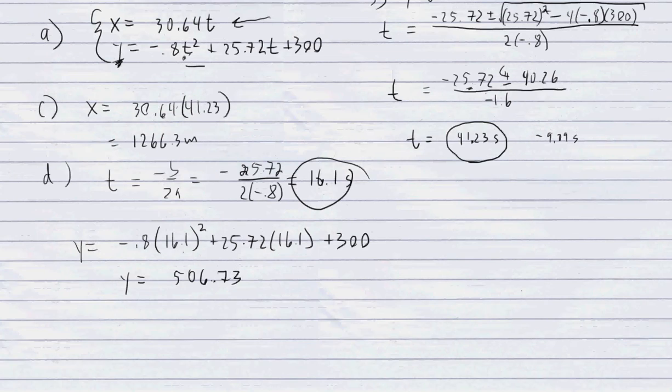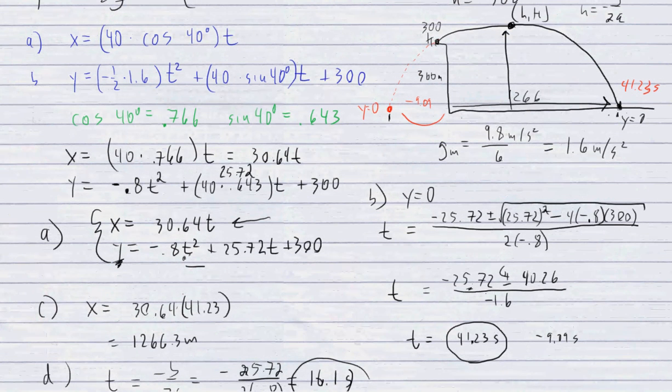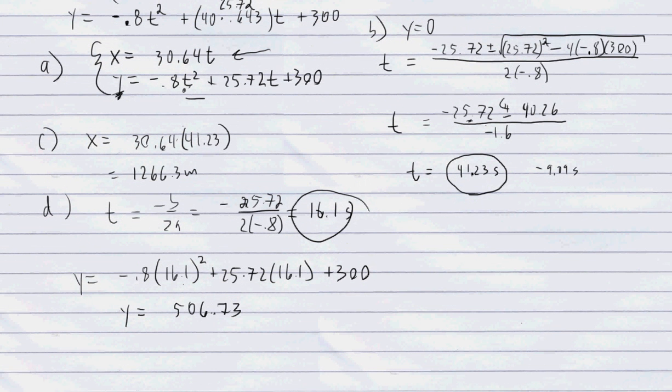So going back up here, that's from here up, that is 506 meters. Anyway, that's all we need from that problem. Make sure we've got that: that's the answer to D there, the maximum height.